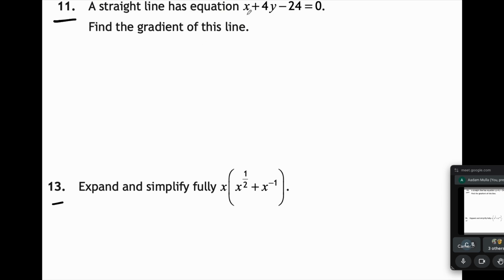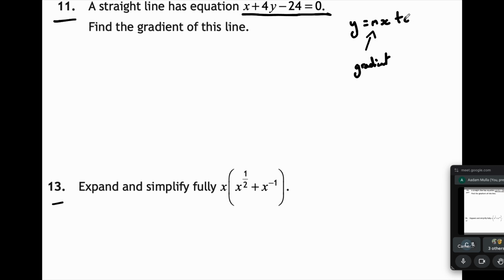Straight line has equation. So these are from the test. These are the ones that were answered poorly. A straight line has an equation, x plus 4y minus 24 equals 0. Find the gradient of this line. First thing I need to remember, if I'm trying to find gradient, I want equations in the form y equals mx plus c. I want y on its own and everything else on the right hand side. So it looks something like this, and it's a little bit easier to find the gradient and the y-intercept. The number before the x is the gradient.